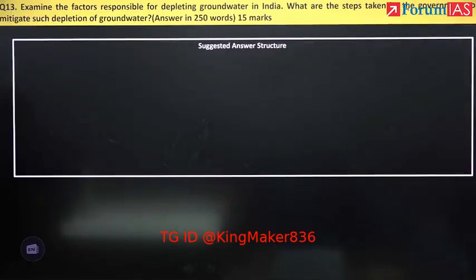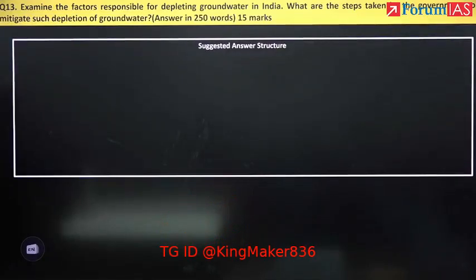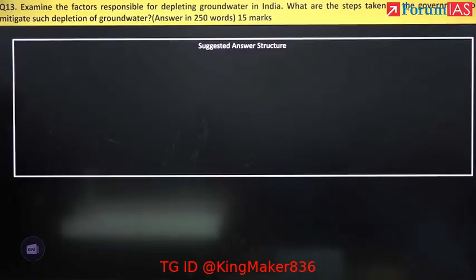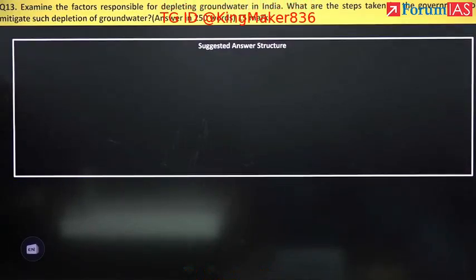Yes. You are ready with the answer structure? हाँ. Intro क्या होना चाहिए? That statement. The present status of groundwater. वो हो गया. Good. And body of the answer. Part 1 reasons. Part 2 initiatives.